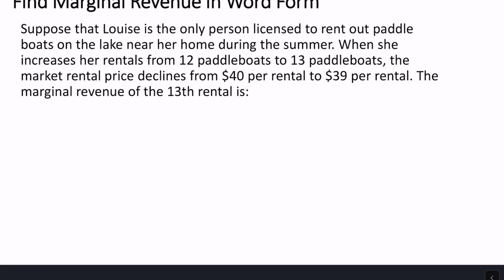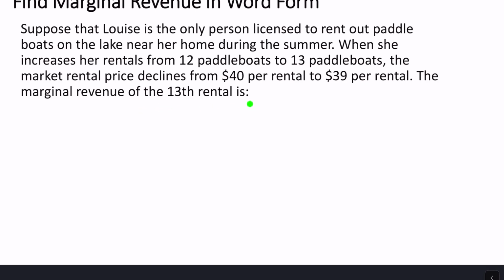Okay, next one in a word problem here. Right. So suppose that Louise is the only person licensed to rent out paddle boats on the lake near her home during the summer. So she has market power. When she increases her rentals from 12 paddle boats to 13 paddle boats, the market rental price declines from $40 per rental to $39 per rental. The marginal revenue of the 13th rental is what?